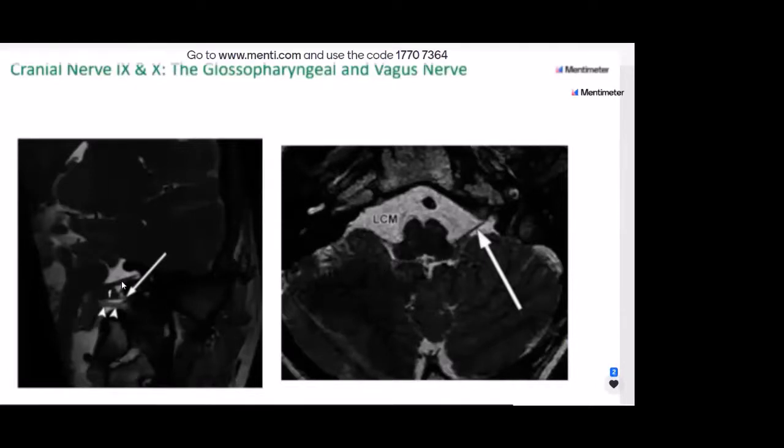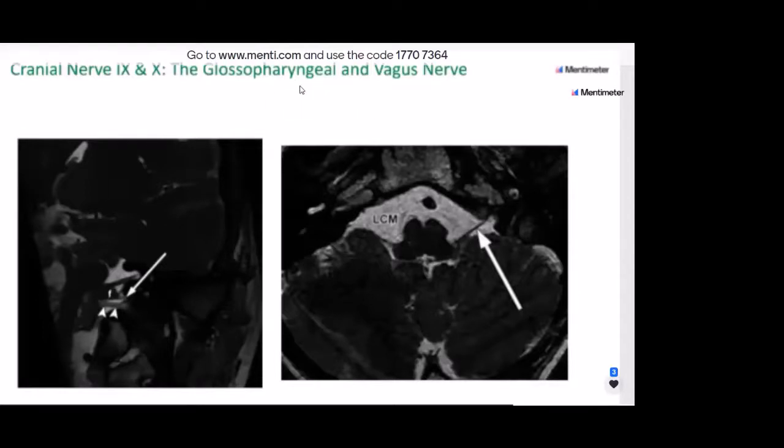For that, you need either sagittal or oblique imaging, because the glossopharyngeal nerve is above the vagus nerve, and they follow the same pathway, because both of them run along the cerebellomedullary cistern and then they enter into the jugular foramen. But the glossopharyngeal nerve remains anterior to the vagus nerve in the jugular foramen.